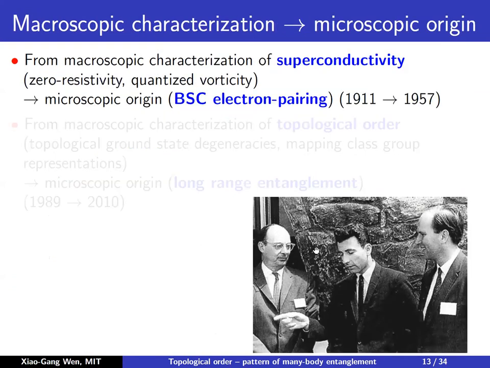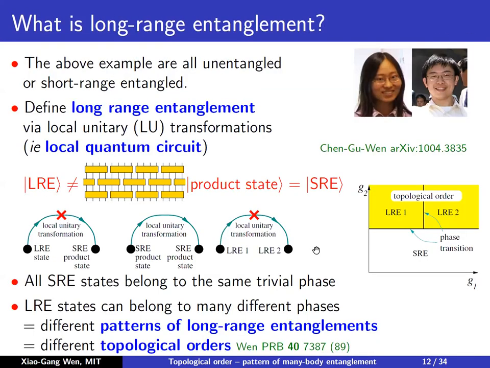Sorry, I have a question. You are saying that for a finite depth quantum circuit, you cannot connect one state to the other, but what if you have an infinite depth quantum circuit? Can you do that? Yeah, this is a very good question also. I try to hide those subtleties. Here we consider a thermodynamic limit. The system size goes to infinity. And the depth of the quantum circuit can also be very large. So there are two limits. Which limit is taken first makes a very big difference.